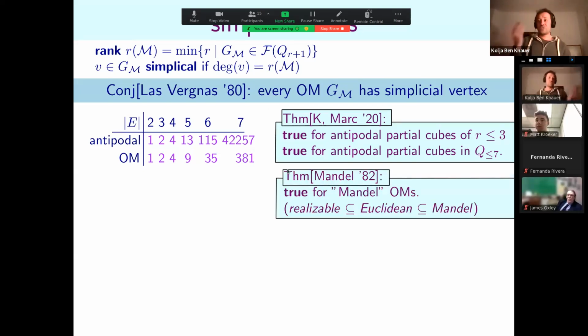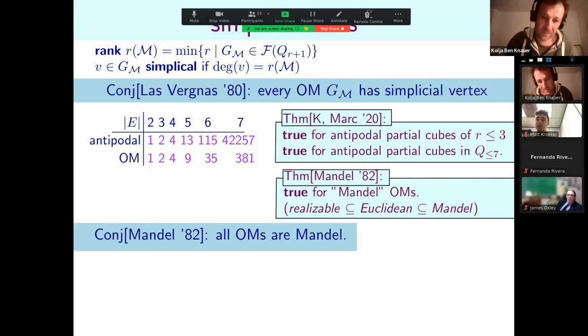The biggest class for which this conjecture of Las Vergnas is known to hold is a class called Mandel oriented matroids, which I will not really define. But Mandel was very active in this area when he wrote his PhD thesis in the 80s. He conjectured that maybe all oriented matroids are Mandel oriented matroids, because this would be very nice. He himself calls this a wishful thinking conjecture, because by his result, this would prove Las Vergnas's conjecture, since they all satisfy it.